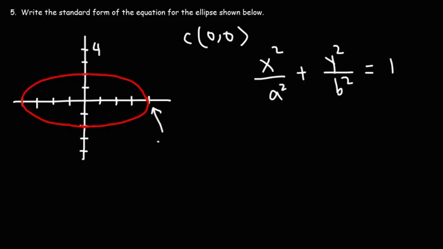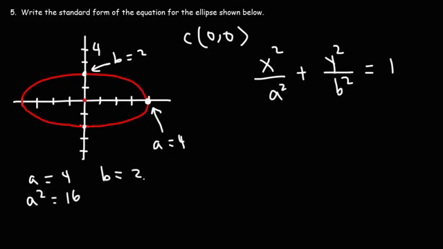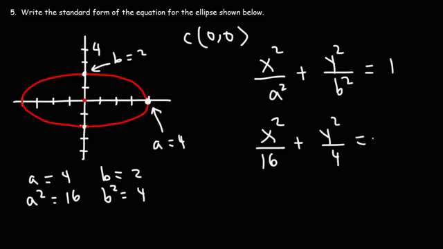A is 4, because this point here, the major vertices, is 4 units away from the center. We can see that b is 2. The minor vertices are 2 units away from the center. So if a is 4, that means that a squared is 4 squared, which is 16. And if b is 2, b squared, or 2 squared, is 4. So the formula that we have is x squared over 16 plus y squared over 4 is equal to 1. So this is the answer for this problem.